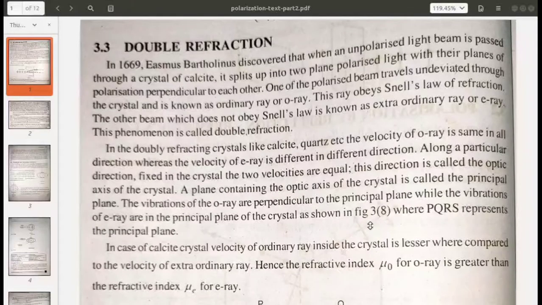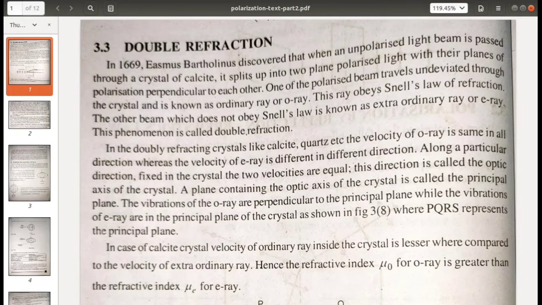Good morning. Today we will discuss double refraction. In the last class we discussed polarization. Today, double refraction.